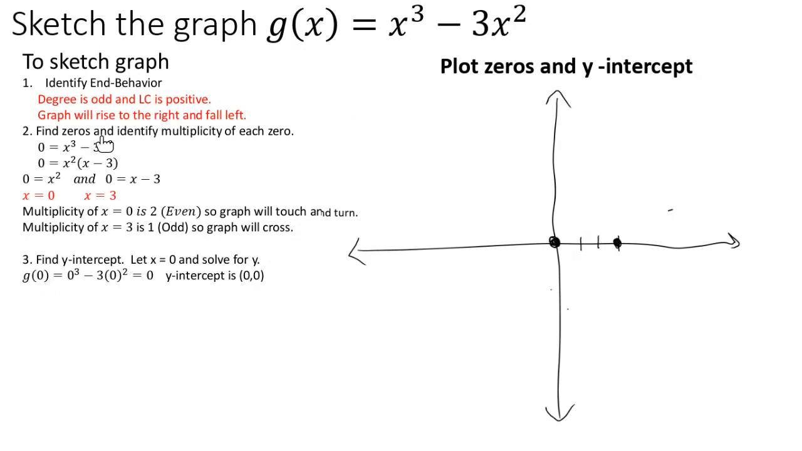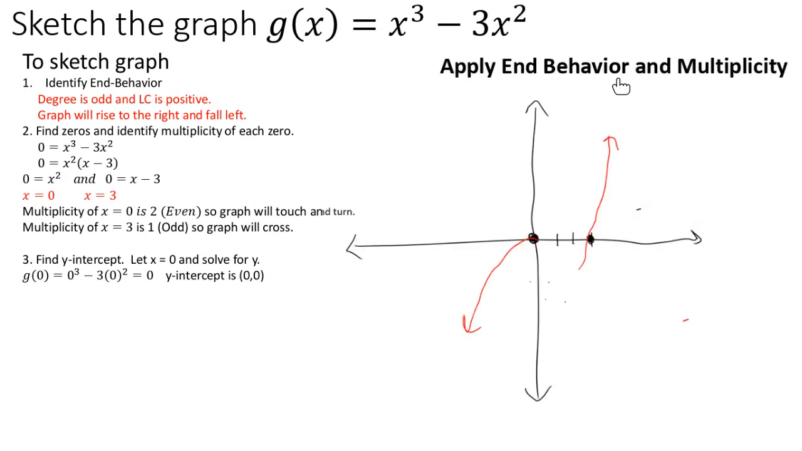Now I can take all of this information, and the first thing I'm going to do is plot my zeros and the y-intercept. So my zeros are x equals 0 and x equals 3, and then I have my y-intercept of (0, 0). So I only have 2 points to help me. My second step is to apply the end behavior and the multiplicity. So the end behavior says that the graph is going to rise to the right. And I encourage you to use a pencil when you're doing this because sometimes you have to adjust your graph a little bit. Since it's going to rise to the right, at this 0 I'm going to put an arrow going up, and then it's going to fall to the left. So at this 0, I'm going to put an arrow coming down.